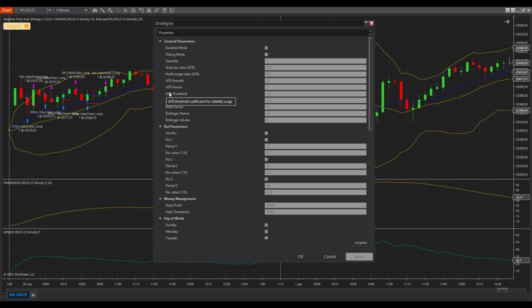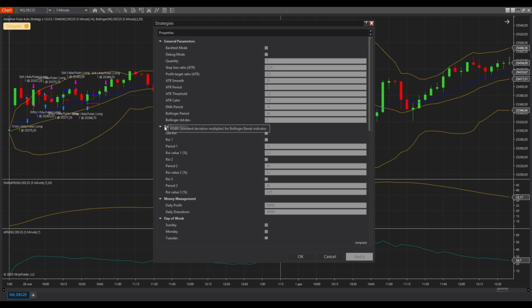ATR threshold defines the multiplier for a volatility surge. When current ATR exceeds the smooth ATR by this threshold, the strategy treats it as high volatility. ATR calm defines the multiplier for calm conditions. When current ATR is below the smooth ATR by this amount, the strategy treats it as low volatility.